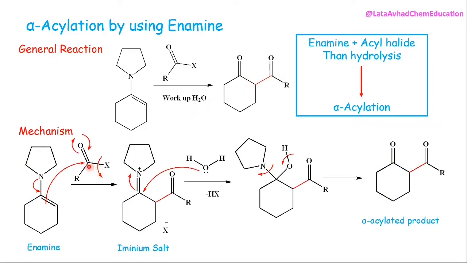Here we can see the mechanism of the reaction. The lone pair of nitrogen is delocalized over the carbon-carbon double bond and the beta carbon acts as a nucleophile and attacks the pi star orbital of the carbonyl carbon of acyl halide, forming an iminium salt. This iminium salt, followed by acid hydrolysis, gives the alpha acylated product or 1,3-dicarbonyl compound.